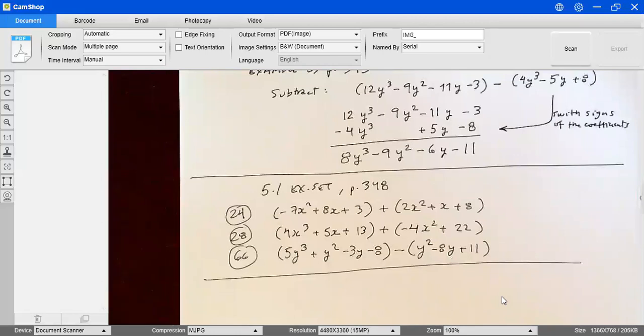So I'm going to give you 5 to 10 minutes to do this. You can pause the video and work on this. It's better that you do it now. And then we're going to continue with 2 more operations that we do with polynomials.